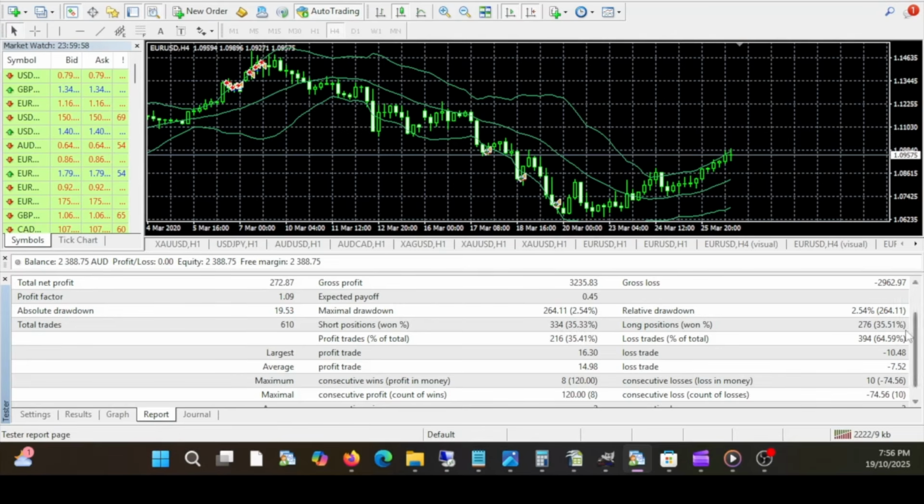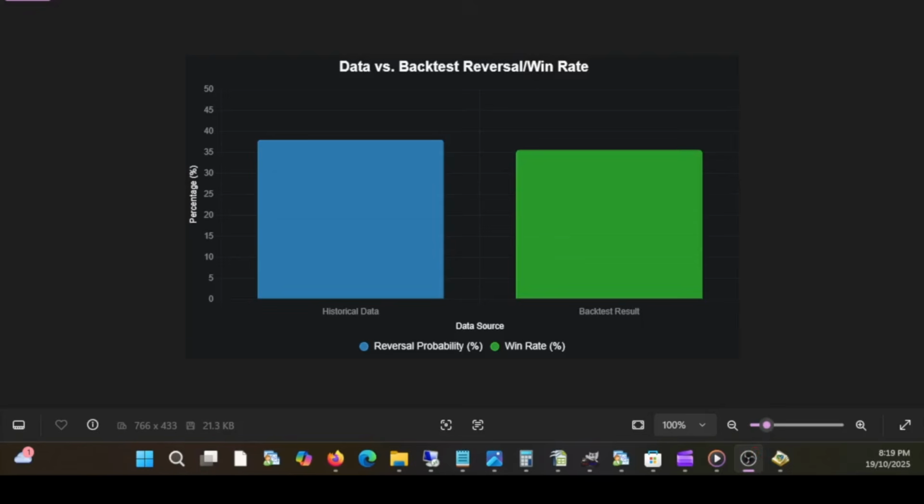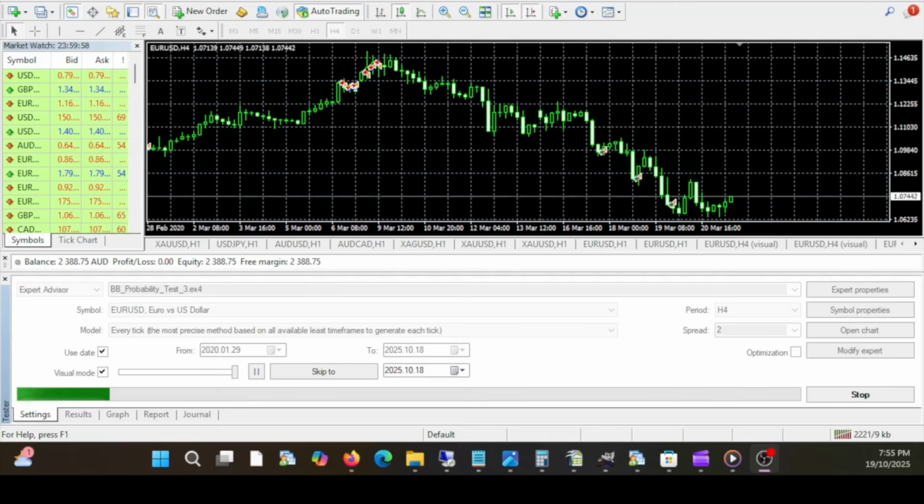The key message: we don't optimize because the data already gives us the optimal probabilities. Optimizing, like changing stop loss, take profit or threshold, would overfit to past noise, leading to random live results. The data's 38% reversal is the true edge. Backtesting confirms it at 35.57%. Changing settings would deviate from this, making results less reliable.